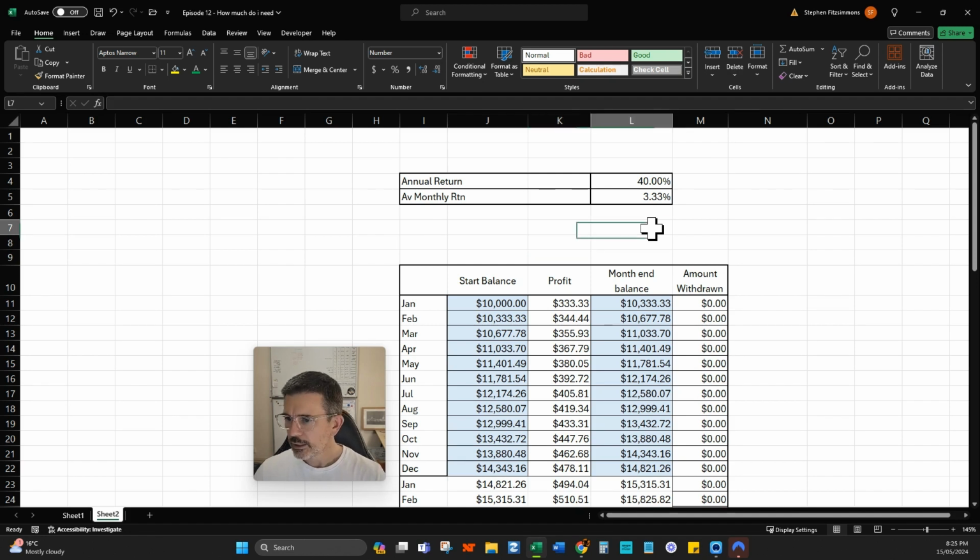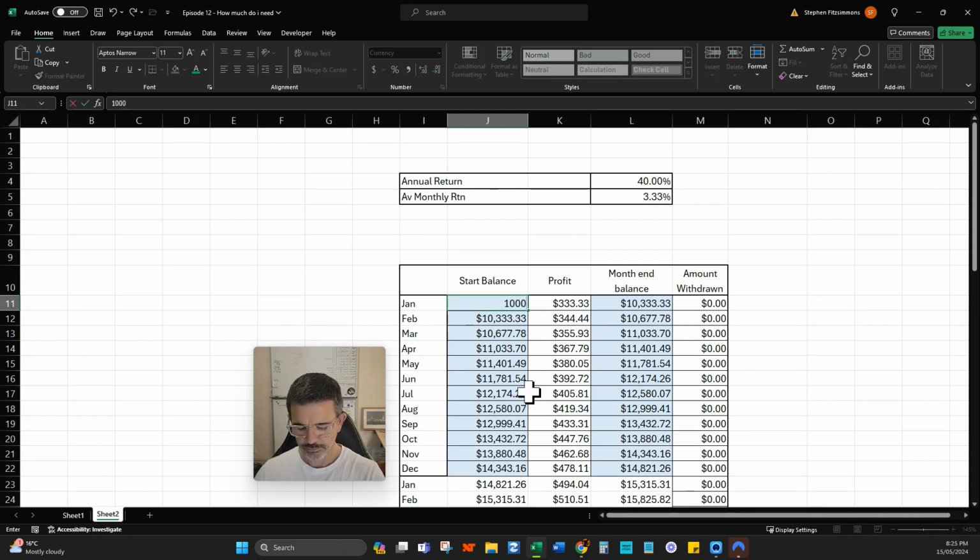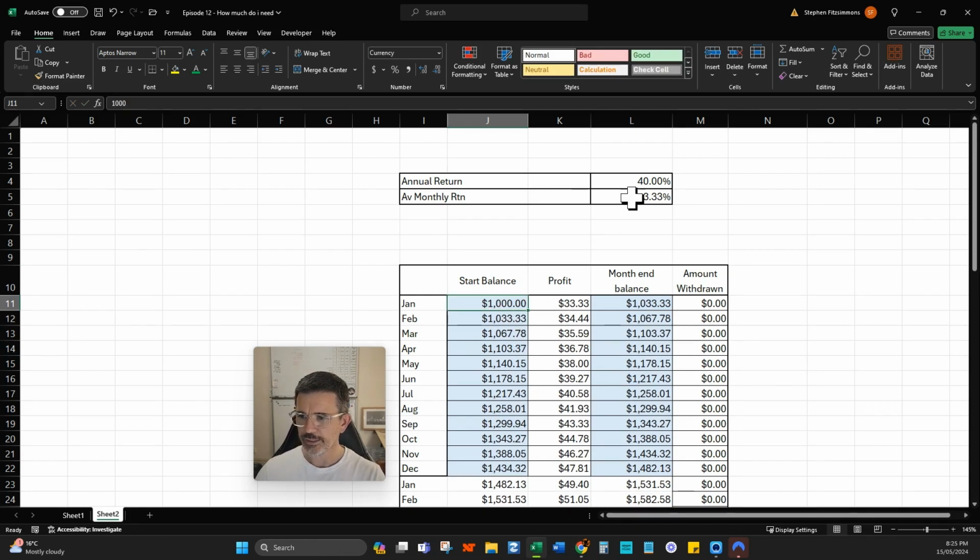Okay, so what have you got to start off with? Maybe you've got $1,000 there, and maybe you've still got the same annual rate of return. Well, at the end of that month, you've made 3.33%, which translates as that $33 profit. And you've got your month end balance. My approach is really don't take any of that money out. Let's let that grow, so that at the start of next month, I've got this total, which is the profit added to the start balance from the previous month.